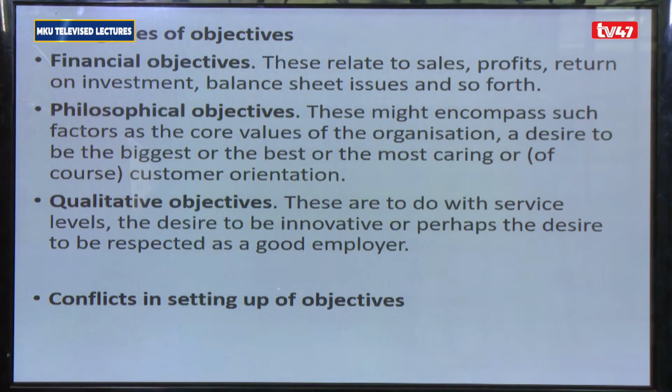And then we have philosophical objectives. What are philosophical objectives? Those are the things that we believe in. They are our core values. There are certain organizations that say they'd rather make a profit but not bribe. They'd rather make a loss and never bribe. It's a philosophy that they believe in. A desire to be the biggest or the best, the most caring.